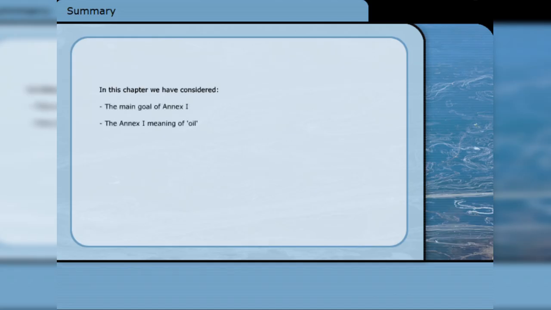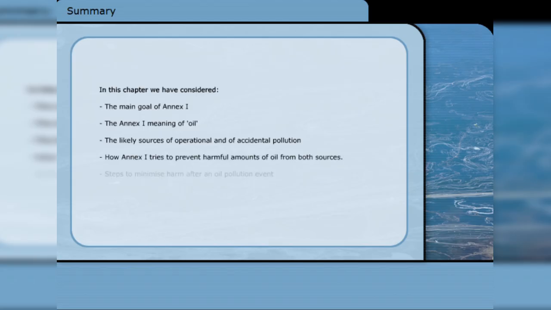We have now reached the end of this chapter on Marpol Annex 1 as it applies to all types of ships. We have considered the main goal of Annex 1, what Marpol Annex 1 means by oil, the likely sources of operational and of accidental pollution. Be aware of the additional types of accidental discharges of oil that may occur from oil tankers and the measures in place to minimize them.